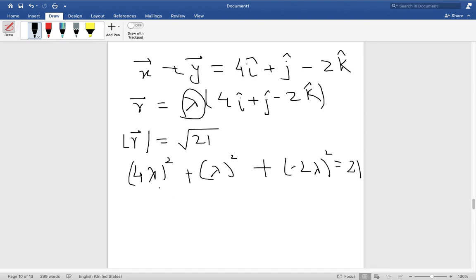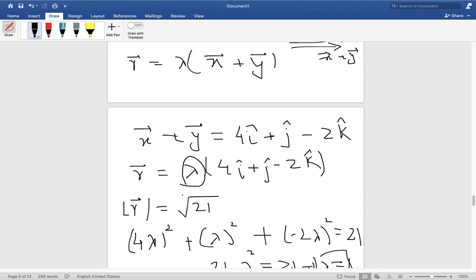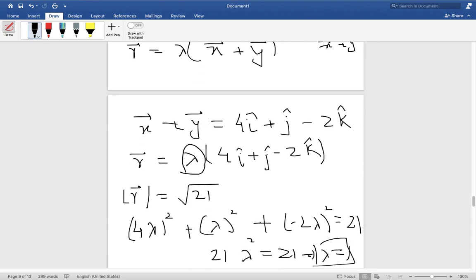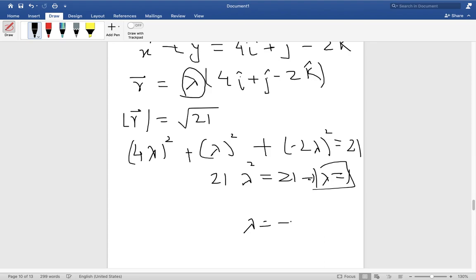I have squared it. So 4 into 4 is 16, 1 into 1 is 1, minus 2 into minus 2 is 4. 16 and 1 and 4 is what? 21. So 21 lambda square is 21. That means lambda is equal to 1, or lambda may be minus 1 as well. Lambda could be minus 1.